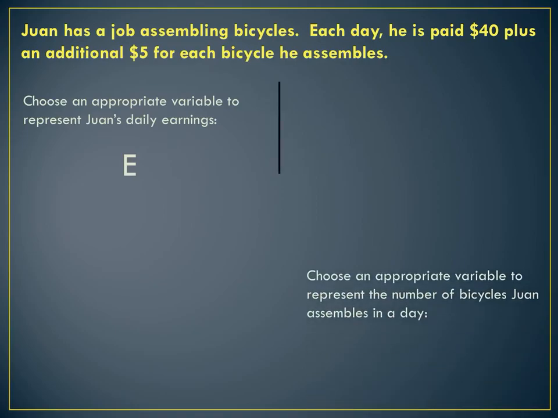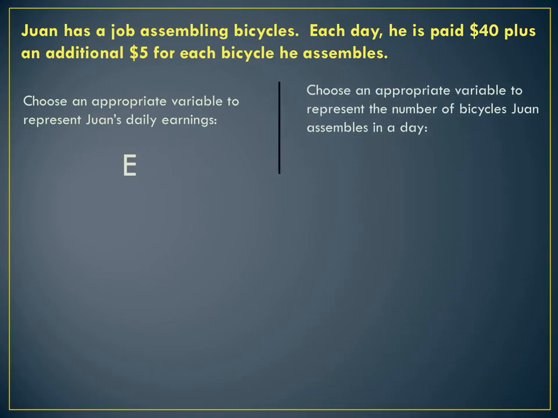Okay, so to set up an equation for this, we should choose a variable to represent Juan's daily earnings, and a great choice for earnings would be E. And then we need a variable to represent the number of bicycles Juan assembles, and B would have been a great choice, but I happen to choose N here for number of bicycles. And lots of times when we're talking about the number of something, we'll use the letter N because it is a nice letter to represent number of something.